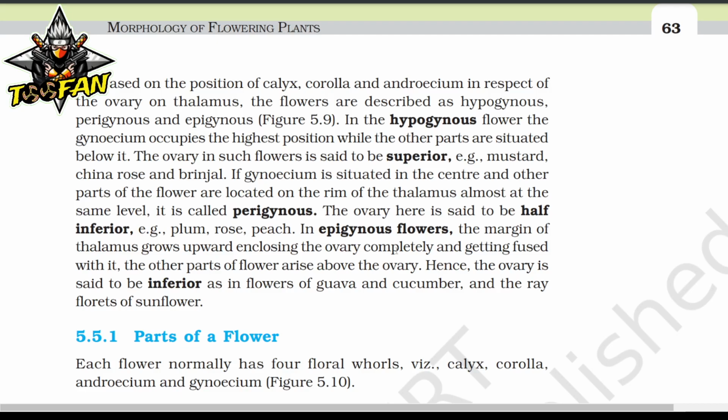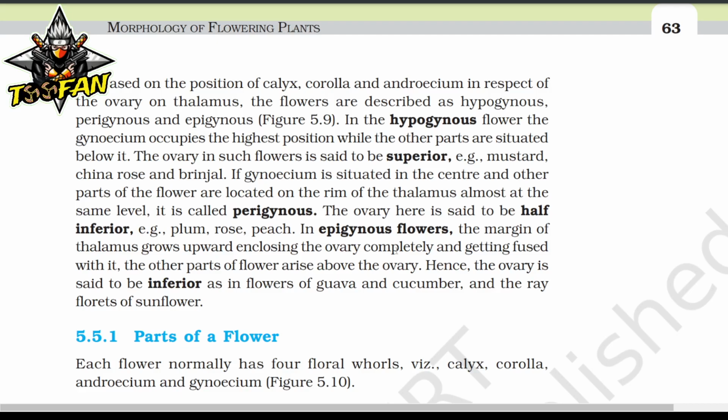If gynoecium is situated in the center and other parts of the flower are located on the rim of the thalamus almost at the same level, it is called perigynous. The ovary here is said to be half inferior. Example: plum, rose, peach. In epigynous flowers, the margin of the thalamus grows upward, enclosing the ovary completely and getting fused with it.